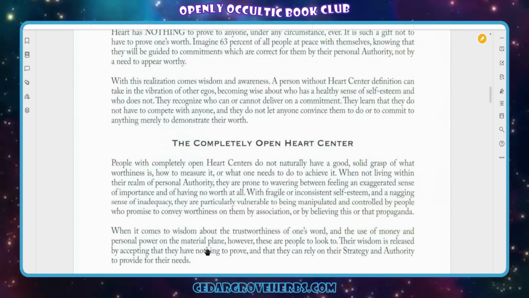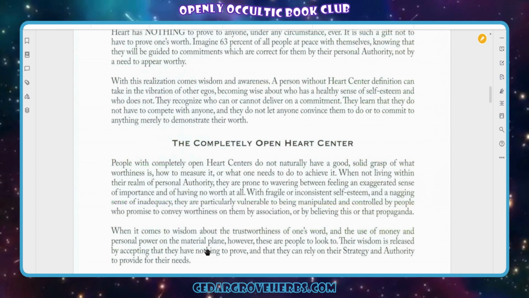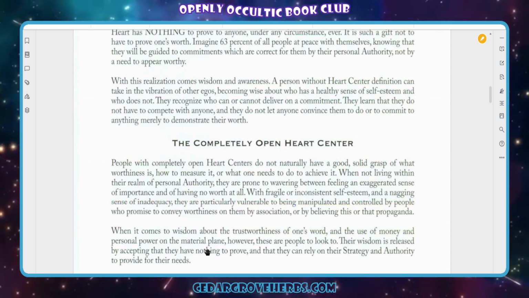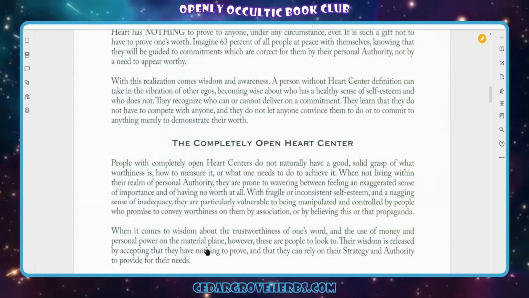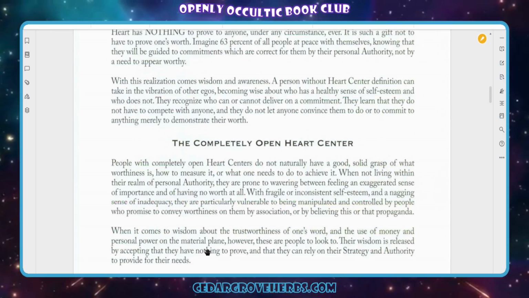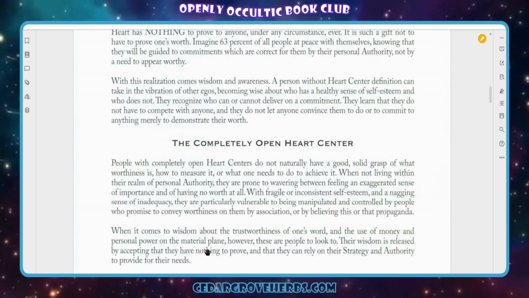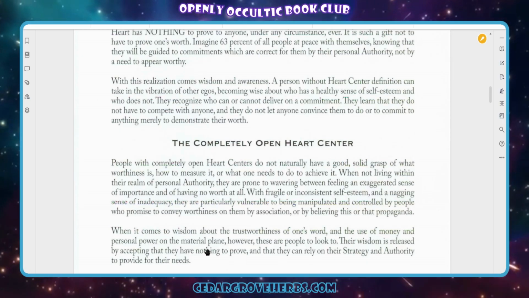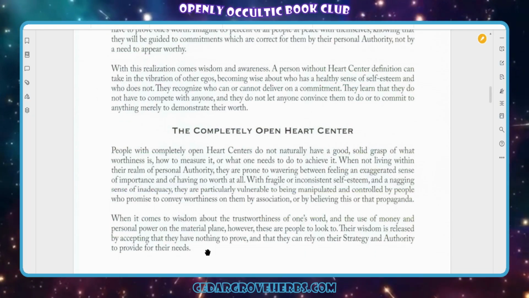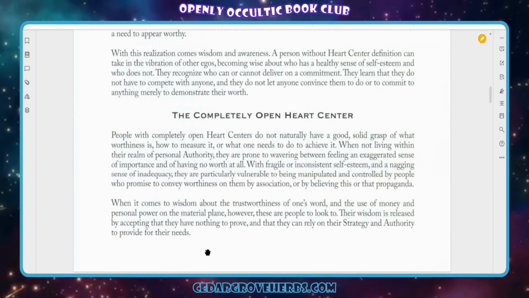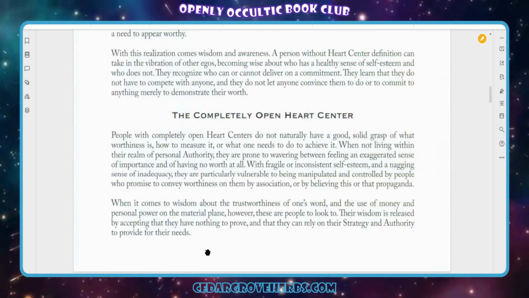The completely open heart center. People with completely open heart centers do not naturally have a good, solid grasp of what worthiness is, how to measure it, or what one needs to do to achieve it. When not living within their realm of personal authority, they're prone to wavering between feeling an exaggerated sense of importance and of having no worth at all.